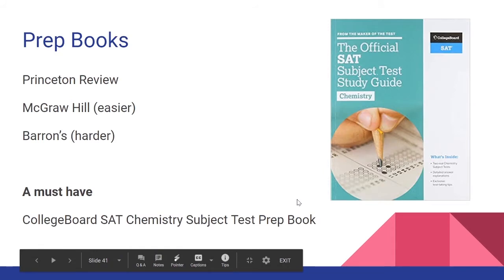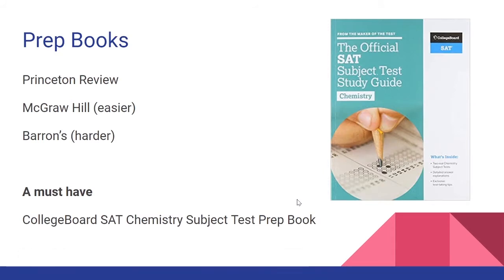Now, prep books. Let's talk about prep books. We have Princeton Review, McGraw-Hill, and Barron's. So these are the 3 books I kind of went through, if we're talking about company books. So I found Princeton Review to be at the top because it is very in-depth, it's very conversational, and they have drills at the end of each section. And the other thing with Princeton is they have a lot of details.